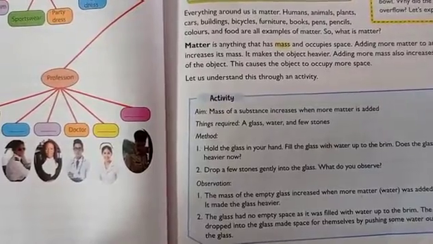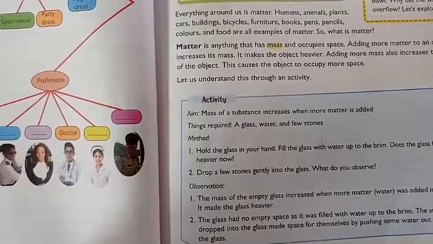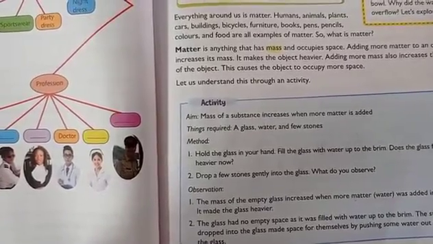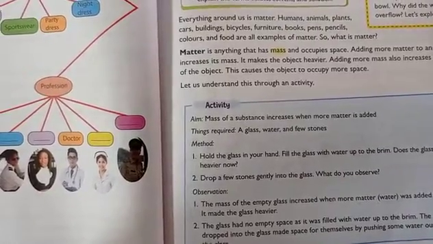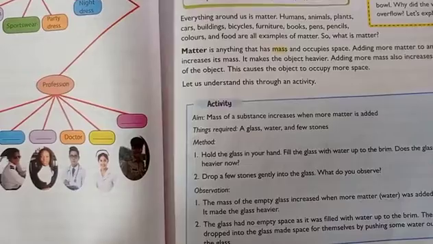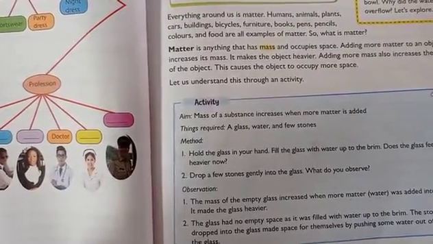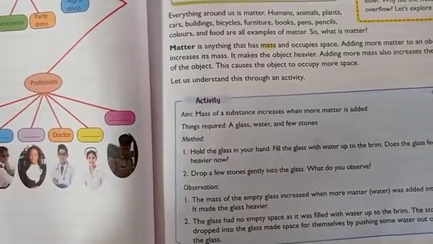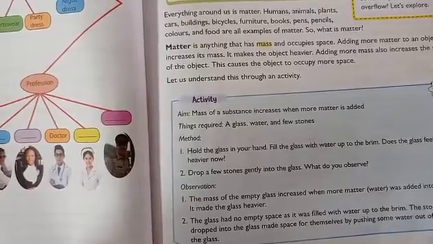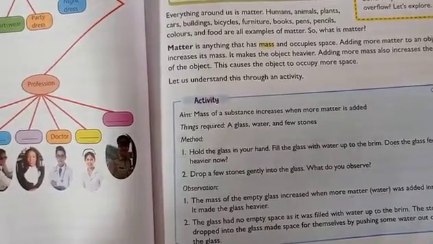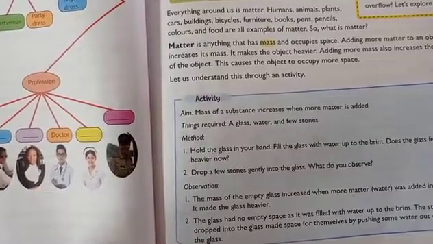First of all, hold the glass in your hand and fill the glass with water up to the brim. Brim means the upper edge of the glass. Now, does the glass feel heavier? Observe whether the glass feels heavier or not. Now, drop a few stones gently into the glass. Now, what do you have to observe?